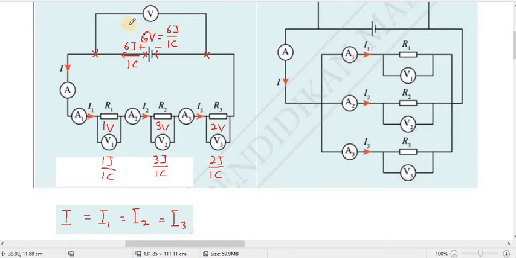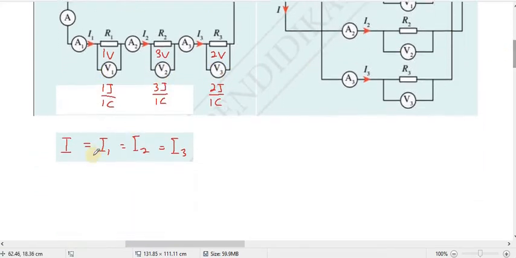So the total voltage, 6 volt, is equal to voltage 1 plus voltage 2 plus voltage 3, or the potential difference. When I say voltage, I mean potential difference. So the total potential difference will be potential difference 1 plus potential difference 2 plus potential difference 3. This is something that you learned in lower form. Now you learn the reason why the total potential difference is like that.